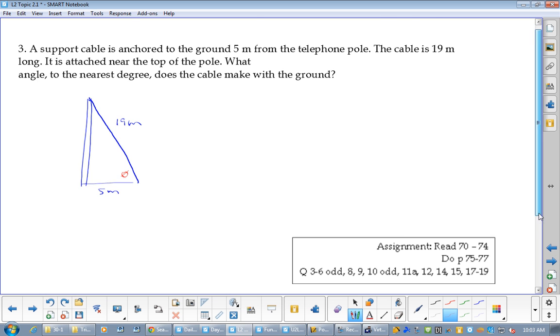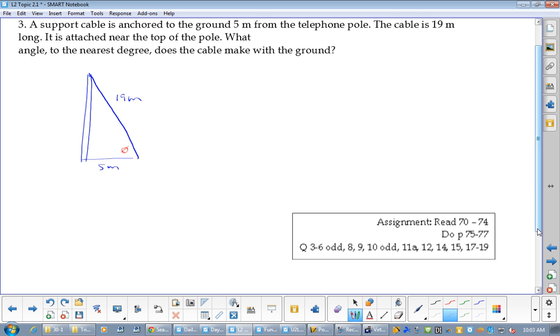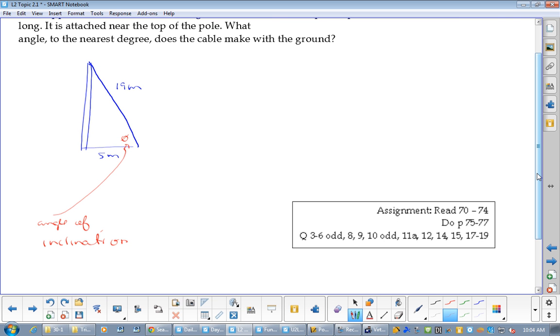Now, this angle here, see, it's from the ground up. Just so you know, this is also called the angle of inclination. It's the incline. That might be walking up a mountain, or driving up a road. There's an angle of incline. Now, let's label our triangle. What is the 19? Hypotenuse. This would be the right angle.